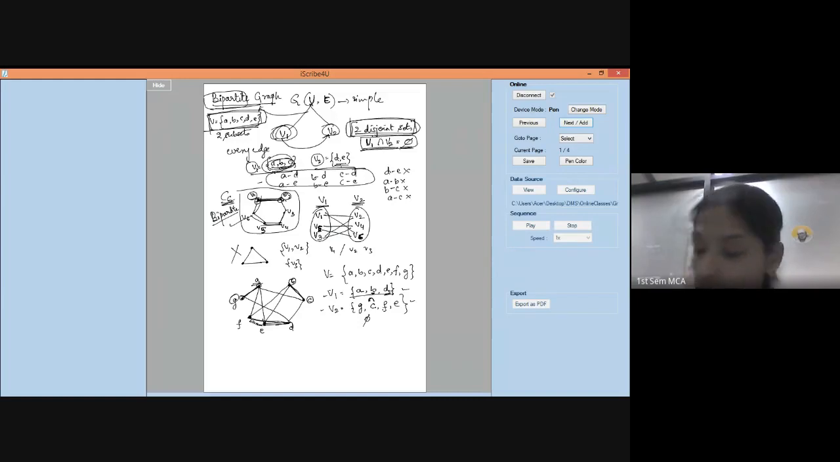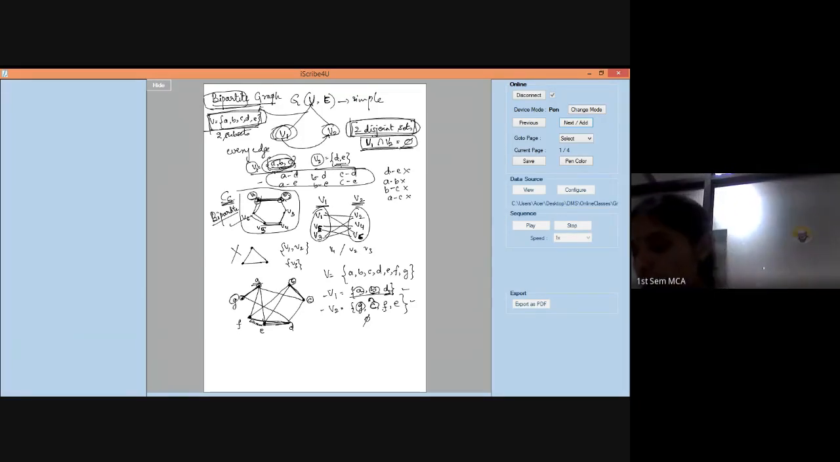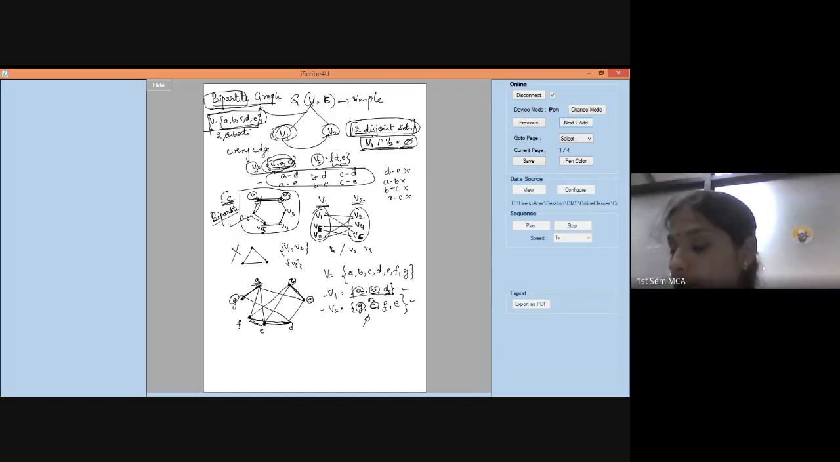A to G is connected. So A is in V1, G is in V2. B and C are connected. B is in V1, C is in V2. D, F is connected. D is in V1, F is in V2. Like that, if you check every edge, each vertex belongs to a different set. That is why we call this a bipartite graph.